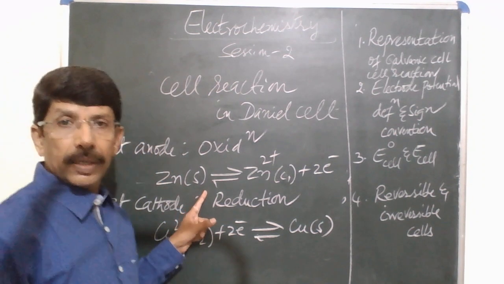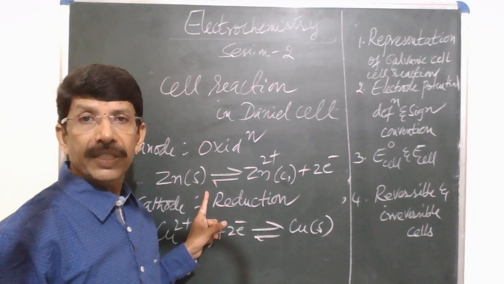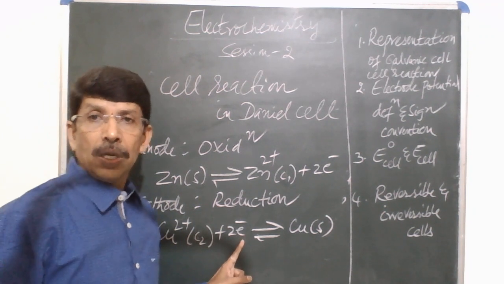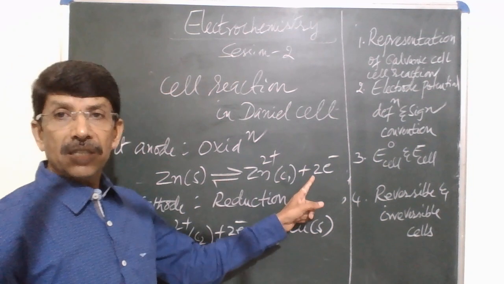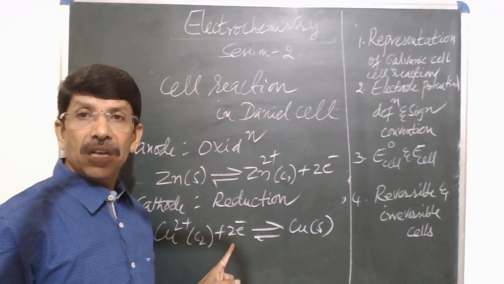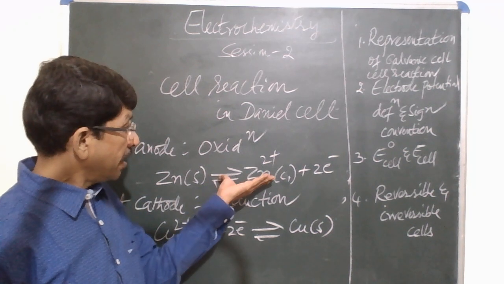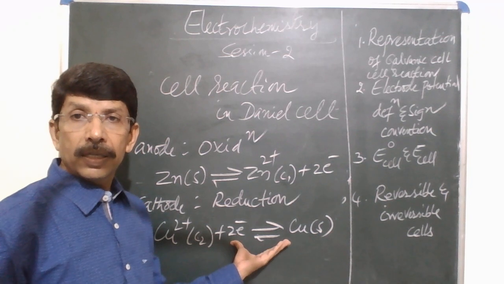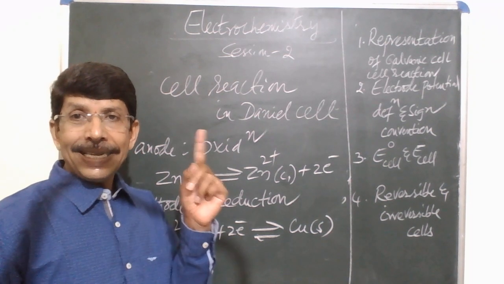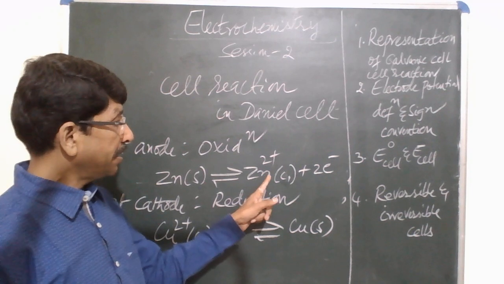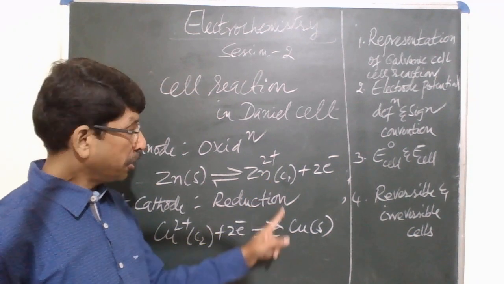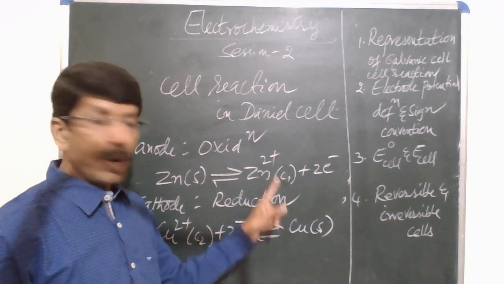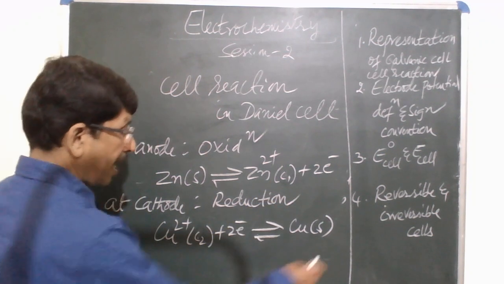So this is the oxidation reaction taking place at the anode, that is the zinc electrode, and this is the reduction reaction taking place at the cathode. Oxidation is the process of losing electrons, reduction is the process of gaining electrons. This is the anode reaction, this is the cathode reaction. Since a cell is made up of a pair of electrodes, each electrode is called a half cell, and this is one half cell reaction, this is the other half cell reaction. This is the reaction taking place in the anode compartment, and this is the reaction taking place in the cathode compartment.